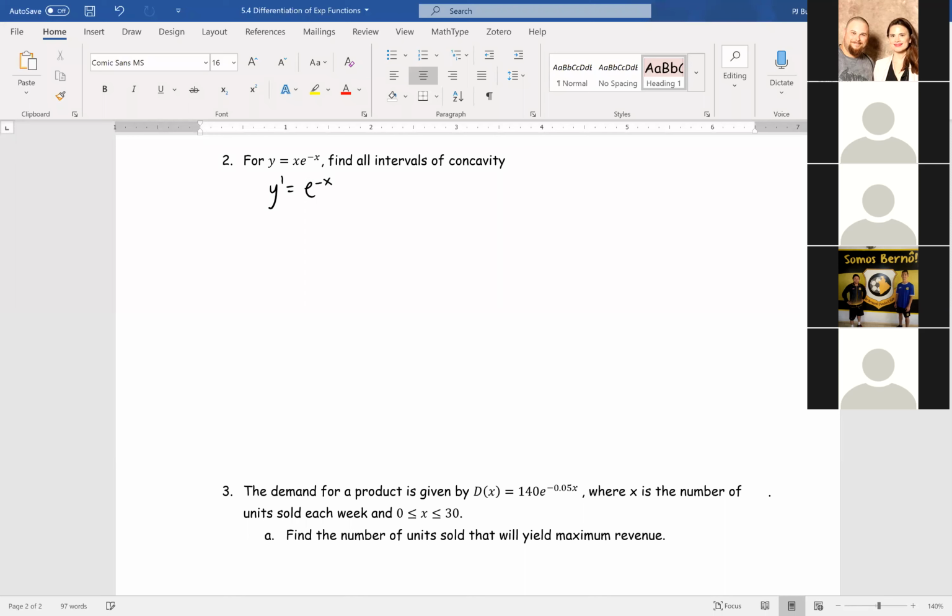If I take the derivative of x, I get 1. And I leave e to the minus x alone, then leave x alone, and take the derivative of that exponential. So I can rewrite it like so, and I eventually could factor this out. However, I don't want to do that yet because I have to take another derivative. For my second derivative, I'm going to be looking at this form.